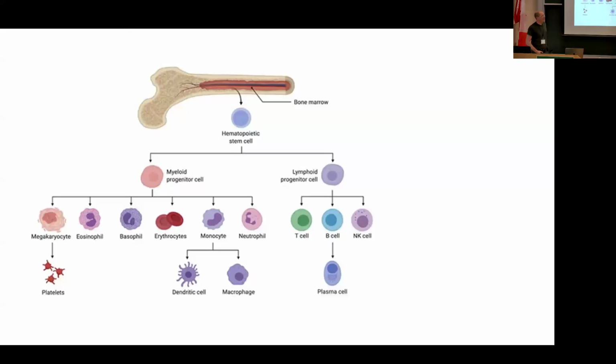So this is the system that I'm going to be talking about today, the hematopoietic system. The hematopoietic system is maintained by hematopoietic stem cells. They're on the top of the hierarchy. The stem cells undergo complex differentiation pathways to give rise to myeloid progenitor cells and lymphoid progenitor cells. These then differentiate further to eventually give rise to the cells that comprise the blood.